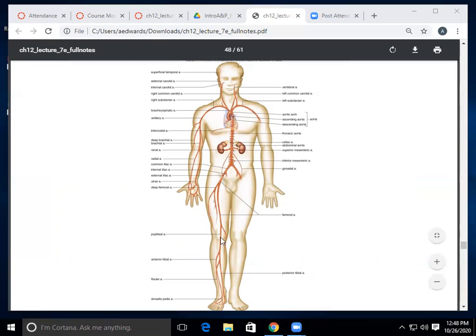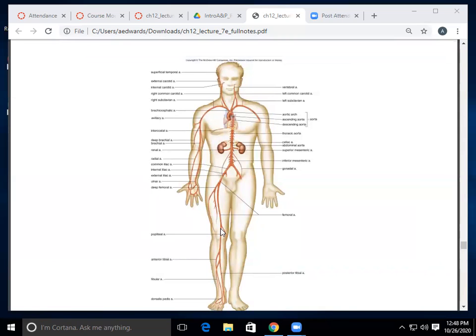popliteal artery, and that's the front of the knee, or sorry, the posterior part of the knee is popliteal. Anterior tibial, by the tibia, and fibular, by the fibula. So those are some of the major ones in the lower limb.